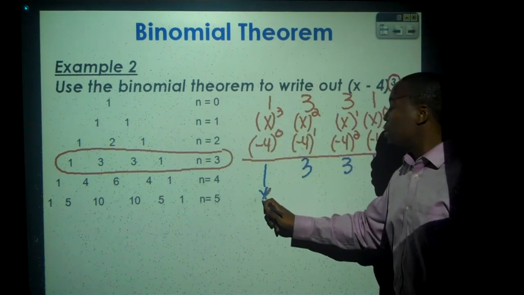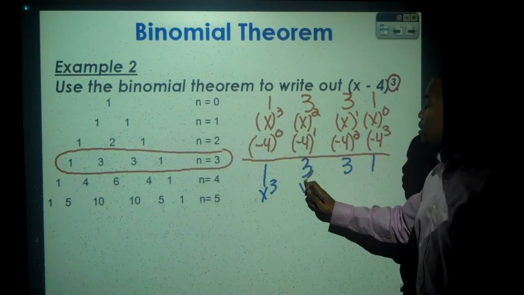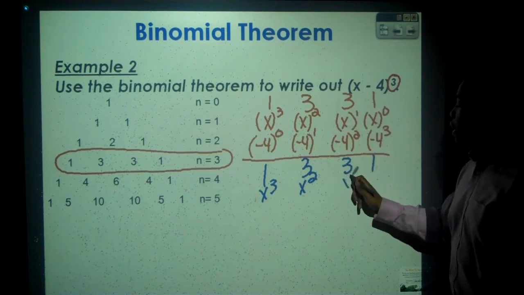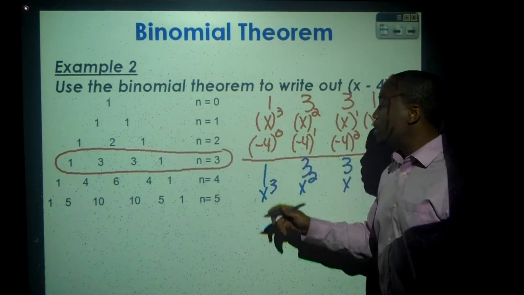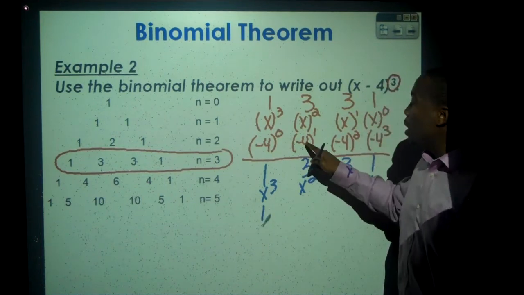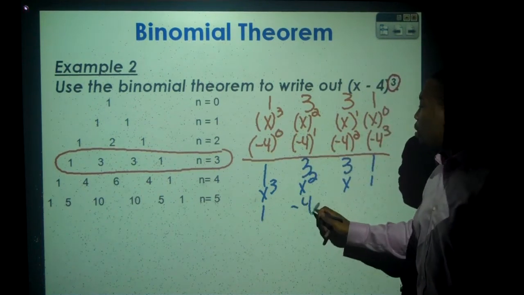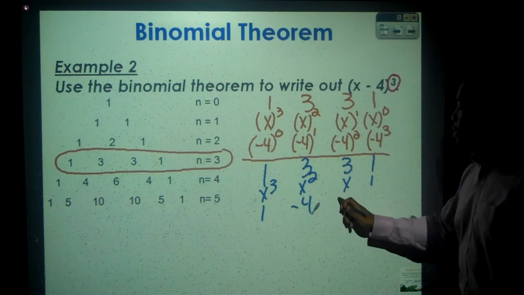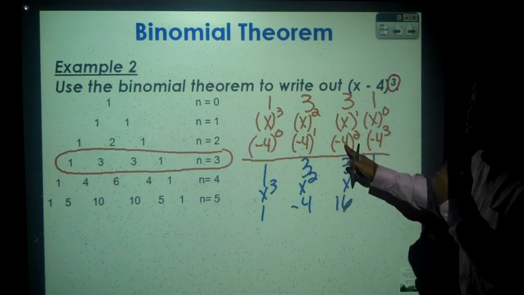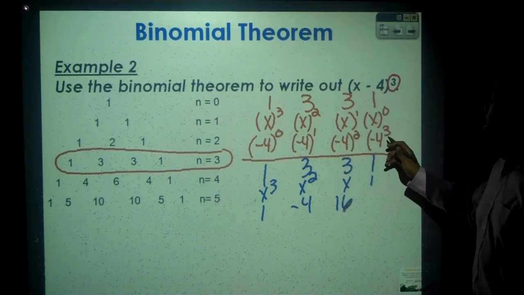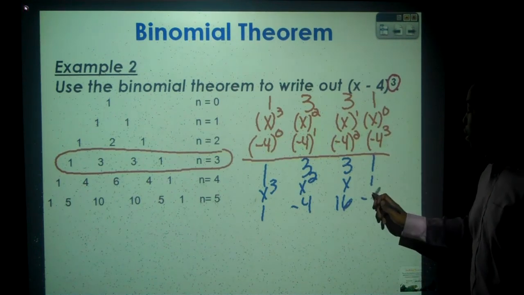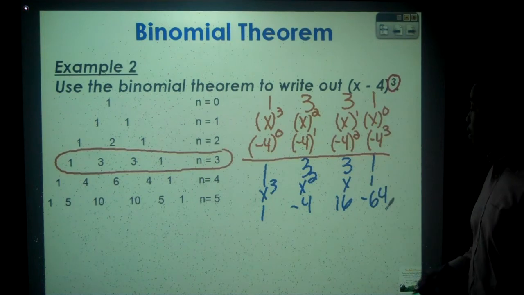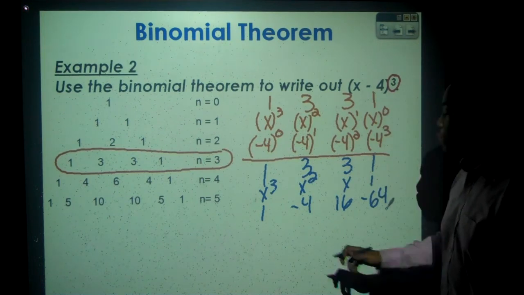X to the third would be x to the third. X squared would be x squared. This right here would just be x. This right here would just be 1, right? Now negative 4 to 0 would just be 1. Negative 4 to the first would be negative 4. Negative 4 squared would be just 16, right? Negative 4 times negative 4. And negative 4 to the third would be 64. Yes, it would be actually negative 64.